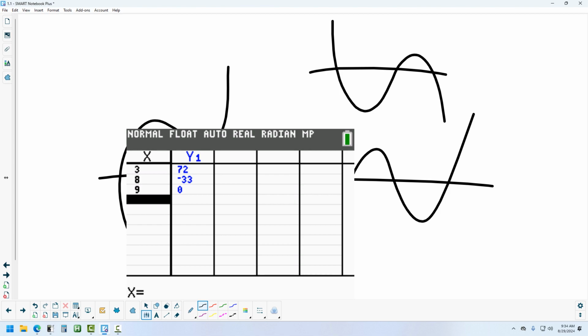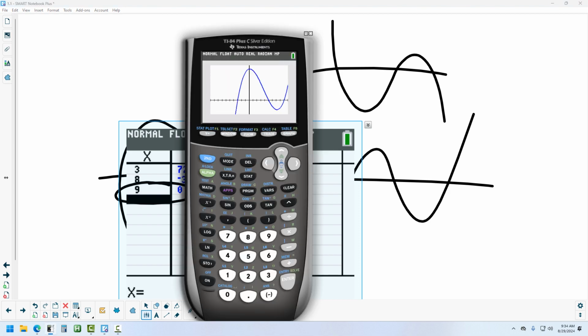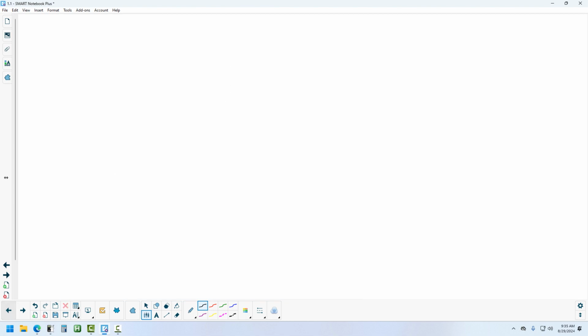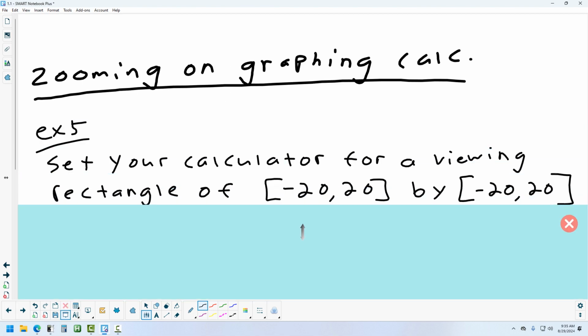What do you call a coordinate that has a y value of 0? Let's go back here and look at the graph for a second. X-intercept, yeah. So 9 happens to be one of the x-intercepts. There's also 2 other ones, but 9 is one of them. Okay, that's all I wanted to show you for the calculator, just changing the zoom.